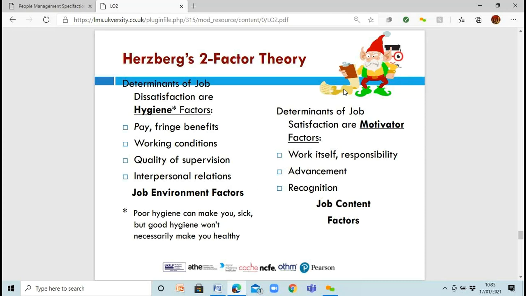Then we've got Herzberg's two-factor theory. It says that the determinants of job dissatisfaction are hygiene factors, so pay, working conditions, quality of supervision, and interpersonal relations. And the determinants of job satisfaction are that the work itself is satisfactory to you, you're happy with the responsibility, you've got advancement, you've got recognition.